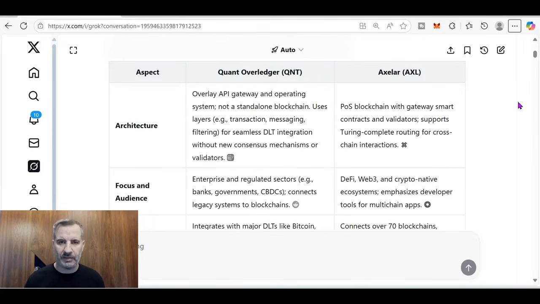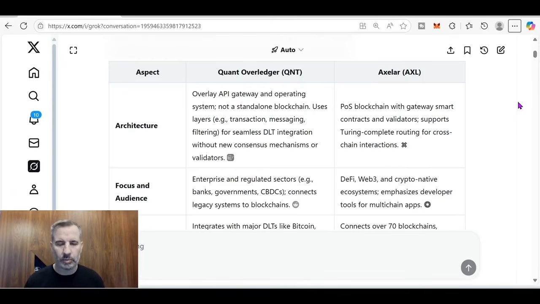It's not in DeFi. DeFi is nothing. For example, the Bank of England, which is one central bank, does more volume in one day than Bitcoin does in a whole year. So Quant is really for enterprise and governments. And like I said, the existing infrastructure that we have today, the whole world, literally everything that exists can connect to blockchain. Axelar is cross-chain.